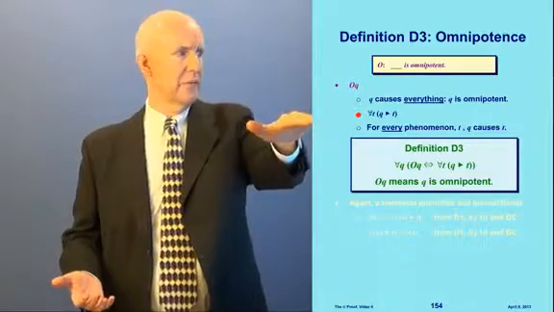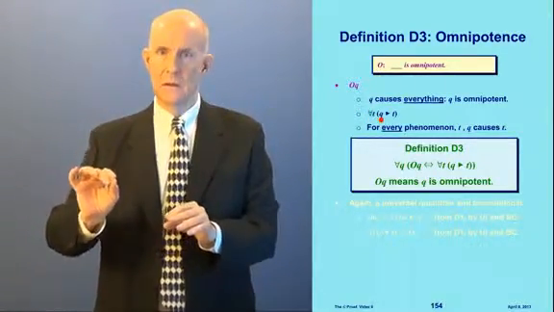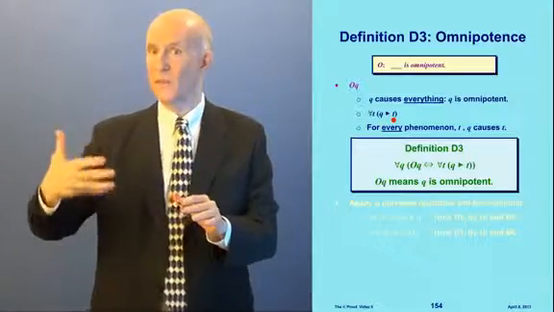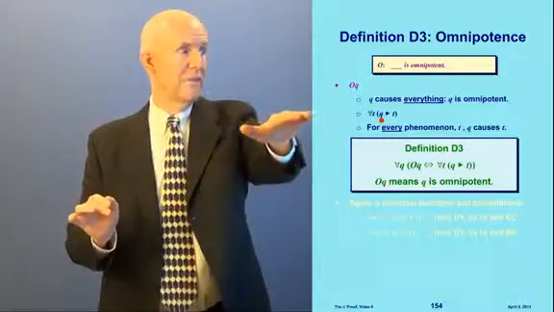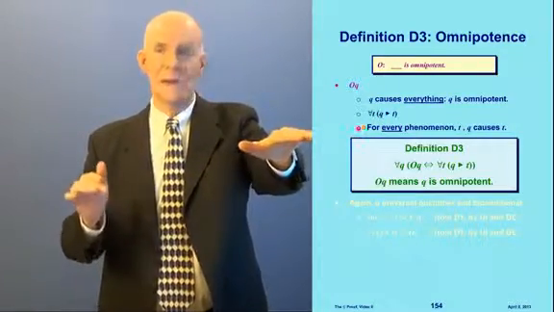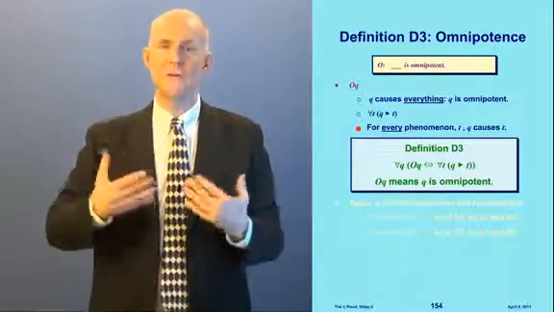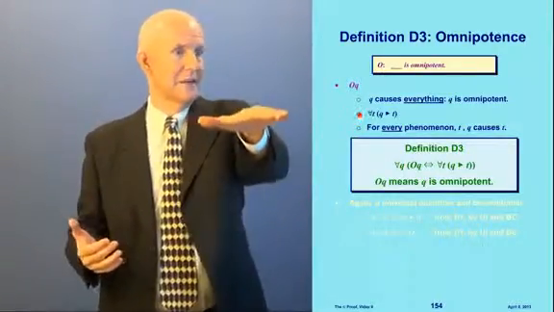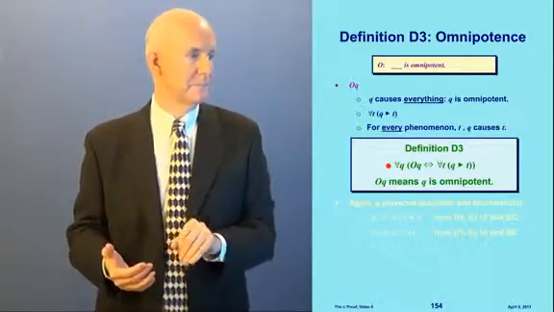Now look at this statement right here. It says, for all T, Q causes T. In other words, for all things, whatever thing, for everything, Q causes it. If Q causes everything, for every phenomenon T, Q causes T. Well, that's what omnipotence is. Q is omnipotent if it causes everything, and that's exactly what this says. So let's use that in our definition.